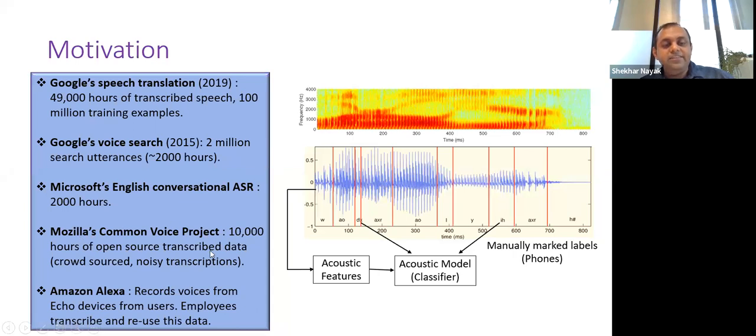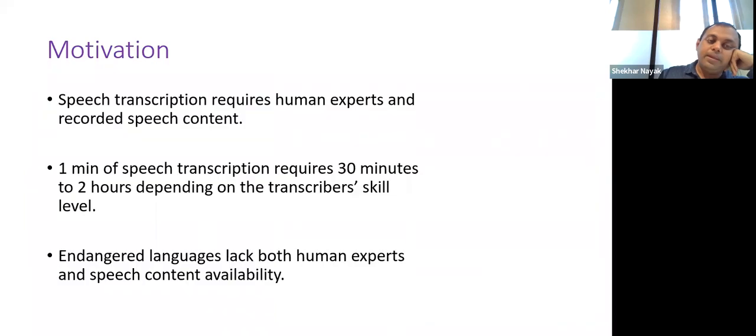As we have seen, Mozilla's Common Voice project has a large number of hours of open source transcribed data in multiple languages, but it is crowdsourced and at times has noisy transcriptions. Then we have Amazon's Alexa. At times these devices record our voices, and the employees transcribe that data and reuse it for building models. So there are even privacy issues in such data collection.